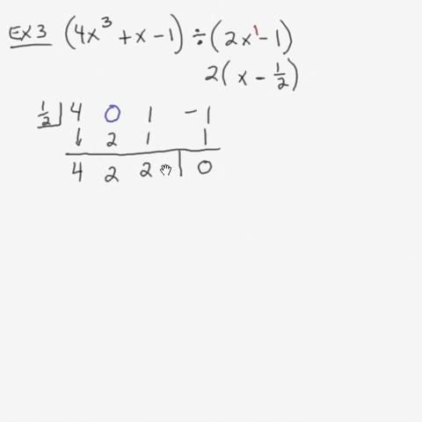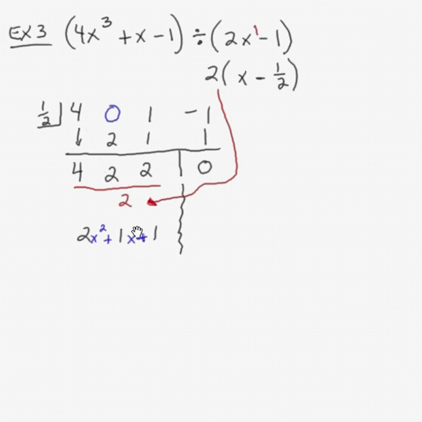Now, be careful, that's not quite my quotient. We divided by x minus a half. We'd factored out a 2. So what I need to do to all of my coefficients of my quotient is to divide them by the 2 that I had factored out. That's why we weren't supposed to lose that 2. So that gives me coefficients of 2, 1, and 1.